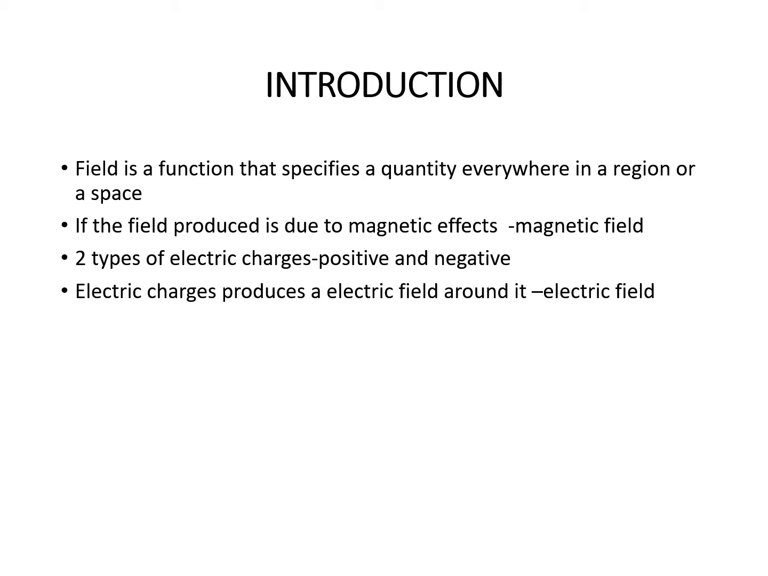There are two types of electric charges. One is positive and another one is negative charge. Such an electric charge produces a field around it, which is called an electric field.